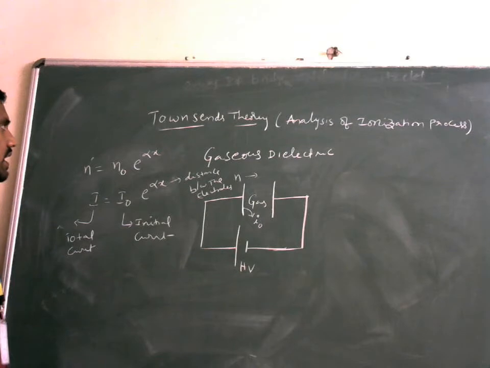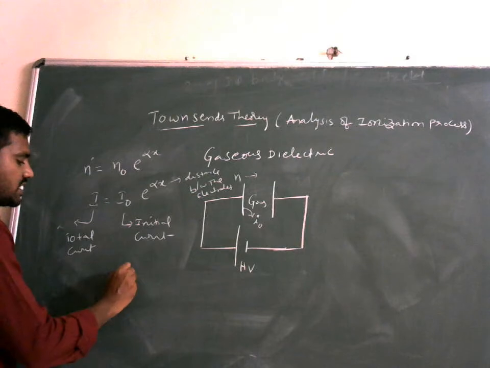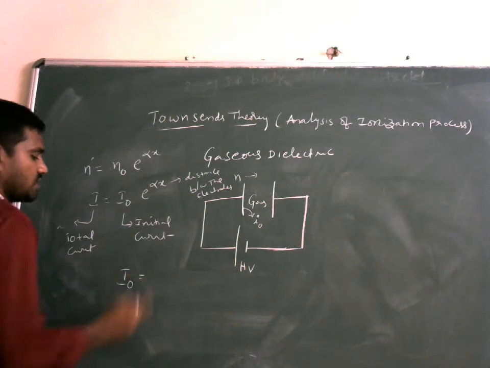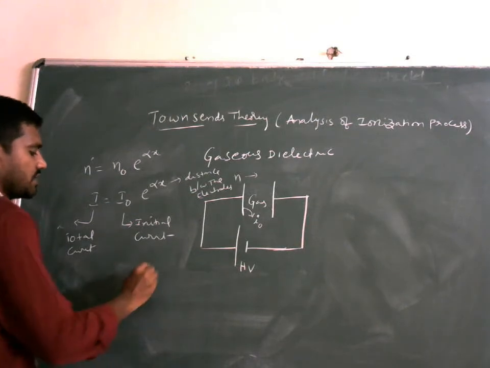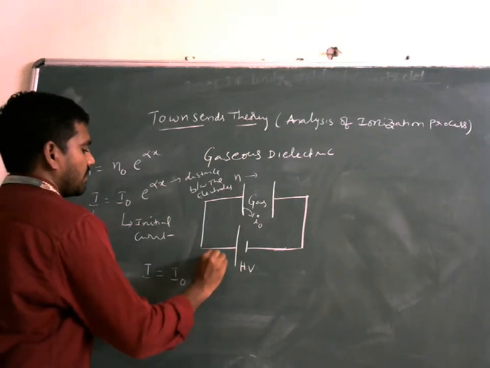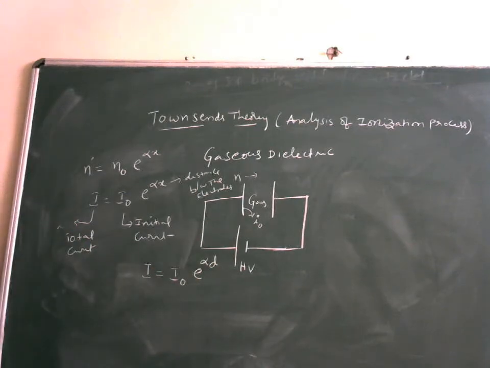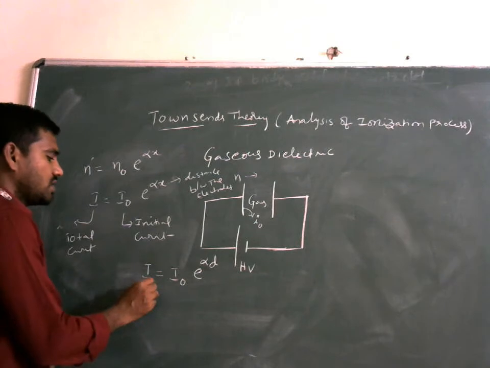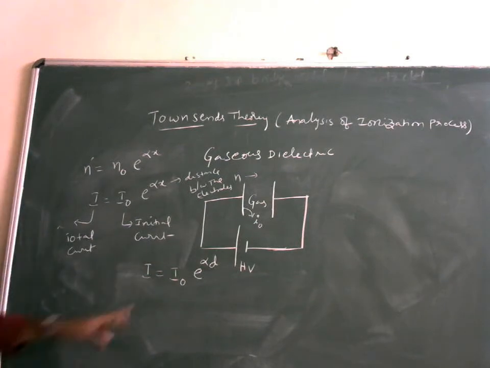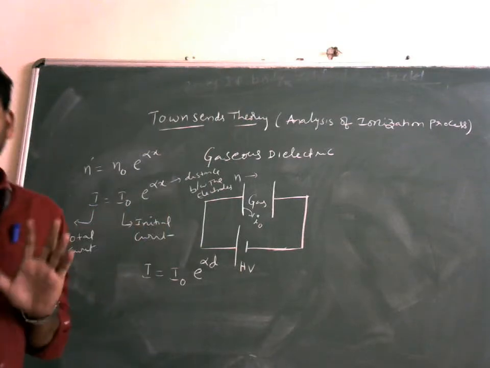In some cases we can take I is equal to I naught into e power alpha d, where d is the distance between the electrodes. I is the total current and I naught is the initial current. Townsend's theory is useful for a gaseous dielectric.